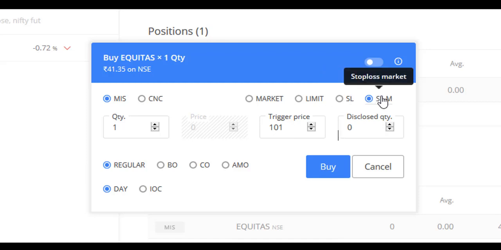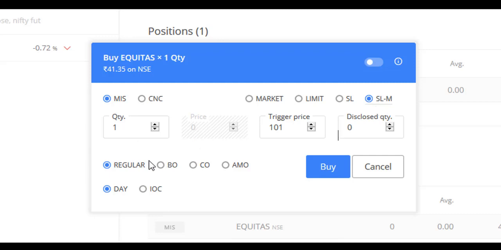You never know what price you're going to enter. It might be 103, 105, or it might be 99, 97, whatever the price. You never know what price you're going to get, but it will only get triggered when your trigger price is hit. Your trigger price will be 101, but the price you're going to enter will be different. It's decided by the market. So that is called a stop loss market order.